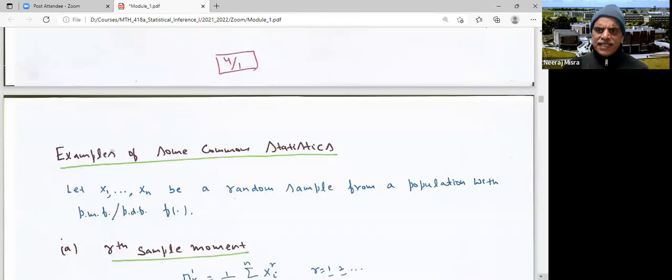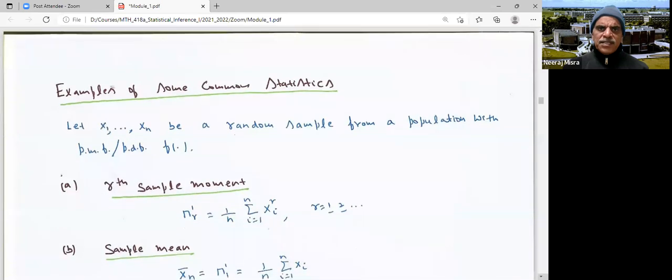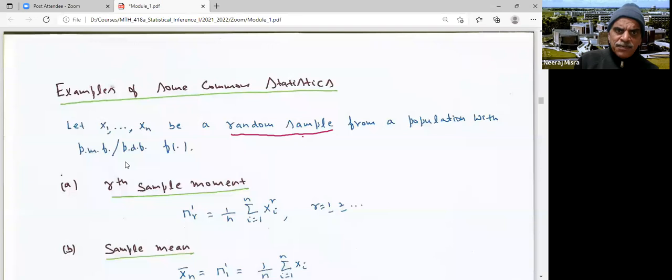Now let's consider examples of some common statistics. So let x1, x2, ..., xn be a random sample from a population with PDF f. Most of the time, as I said, in this course I'll be dealing with a random sample, which basically means that x1, x2, ..., xn are IID.